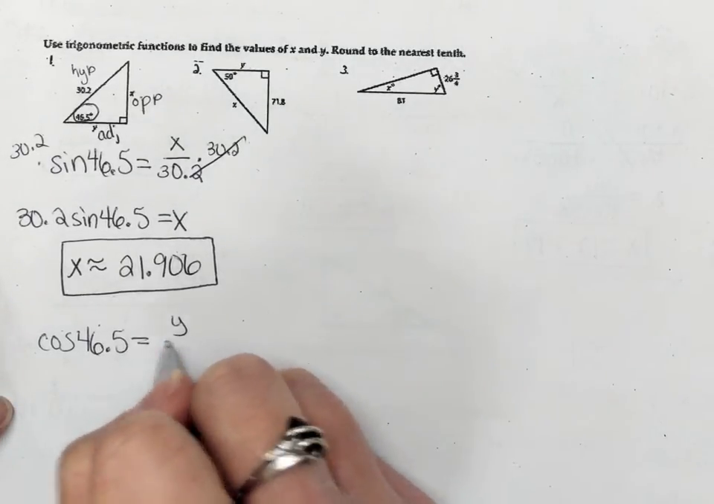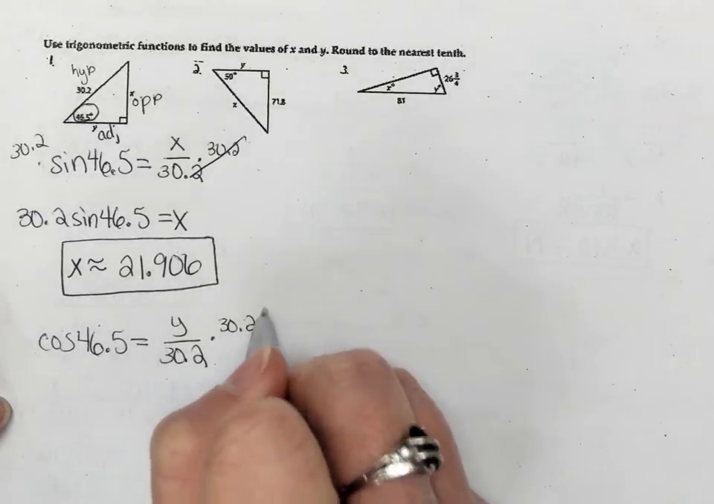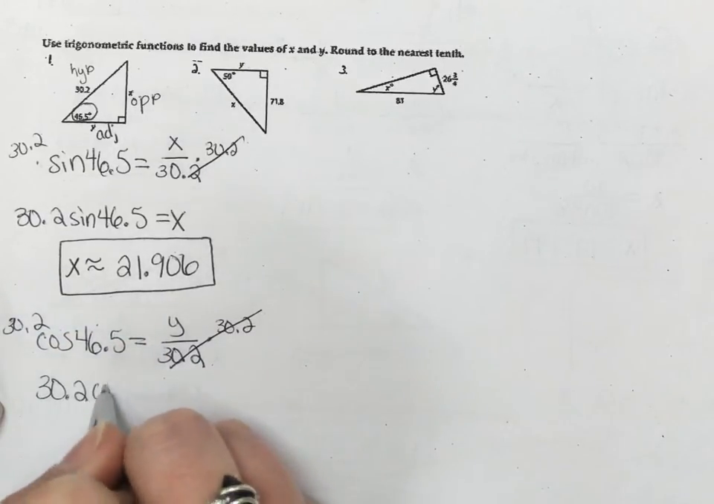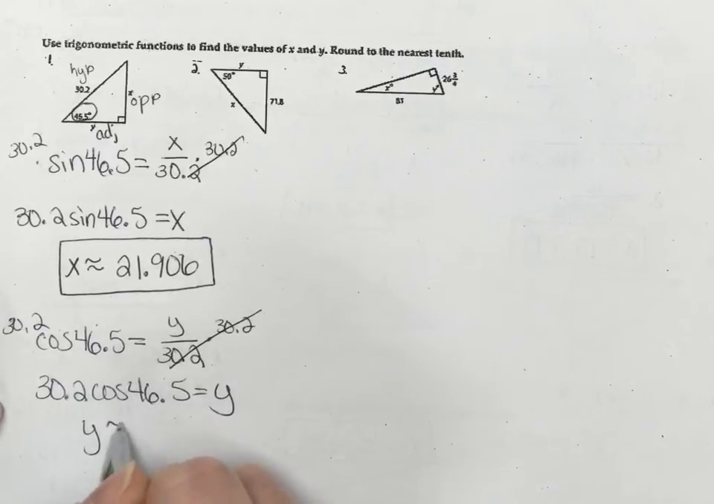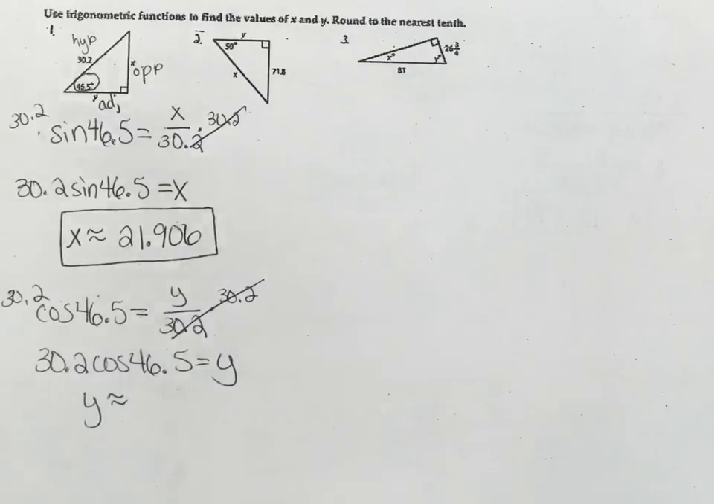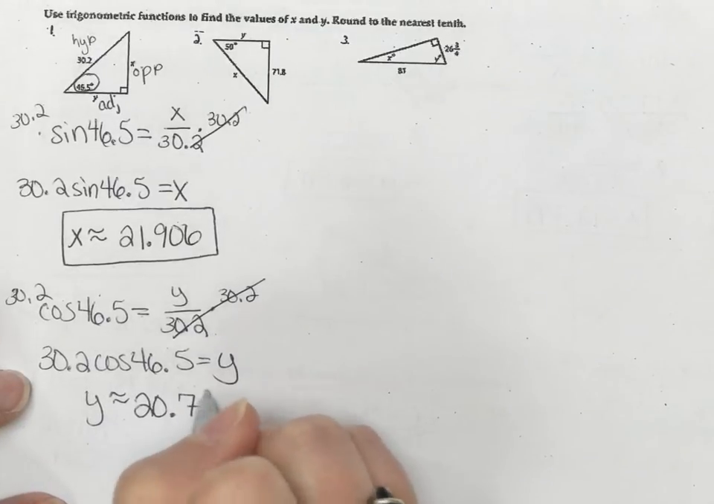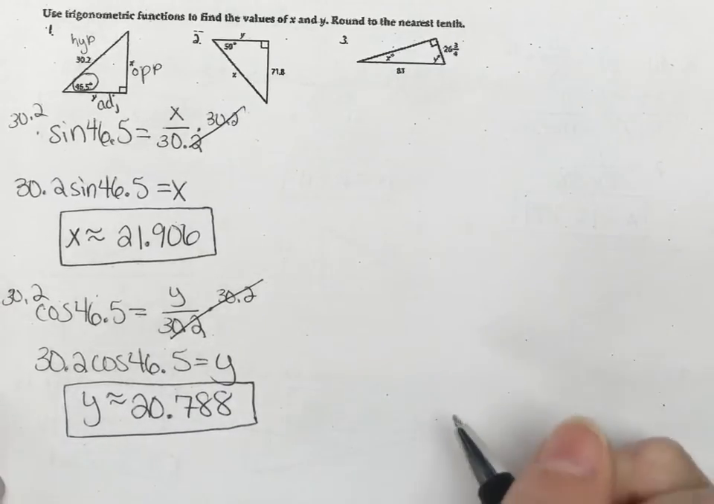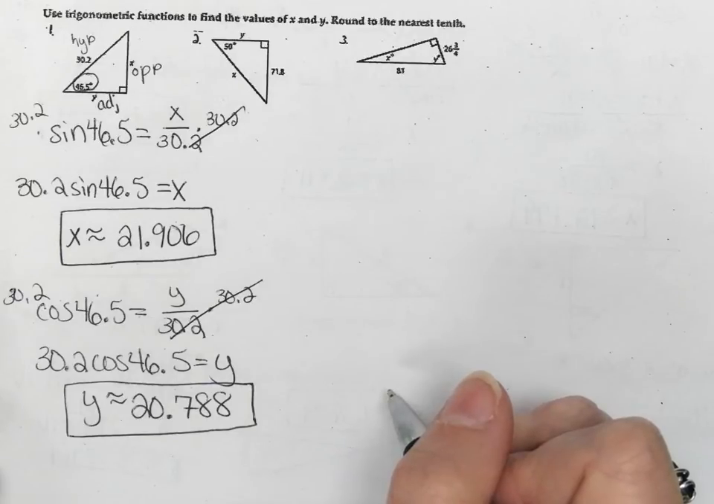So now we have adjacent and hypotenuse, which is cosine of 46.5. And adjacent is y, and hypotenuse is 30.2. Multiply. 20.788. And so, Sydney, we were finding sides there, so we're not going to put the degree on those, okay? Are y'all okay so far?